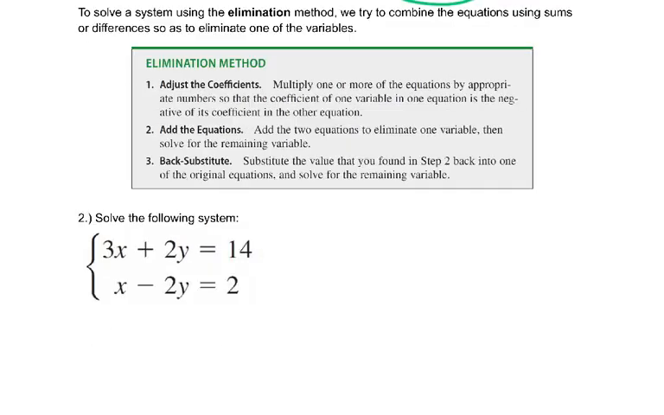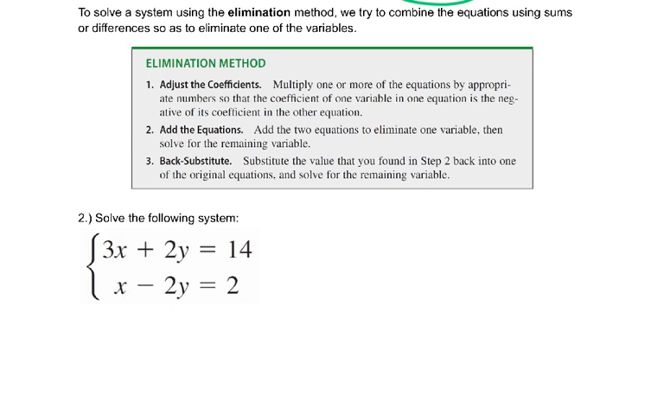So up first we have, let's solve the following system, 3x plus 2y equals 14 and x minus 2y equals 2. Now right away, hopefully you notice there is something glaring at you that tells you elimination is the easiest method, not substitution. And that is that we have both a positive and a negative 2y. That will make for canceling y really, really easy.